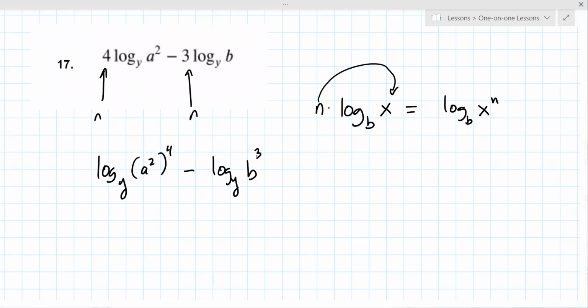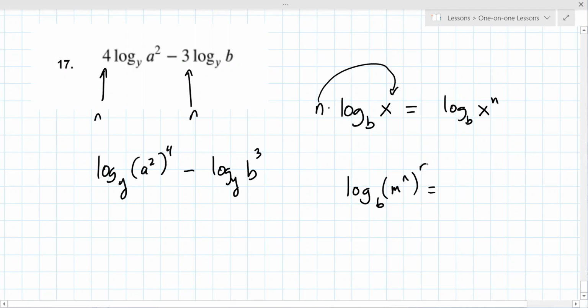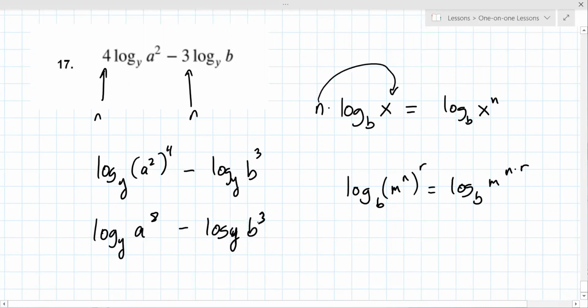Can we do anything else with it? Yes, there's lots more to it, but is that okay? Yeah, I understand. So this one has an added little wrinkle that it has log base b of m to the r. So this becomes log base b of m to the n times r. So you end up multiplying this. So here you got to multiply the 2 times 4. So it's log base y a to the power of 8 minus log base y b cubed.